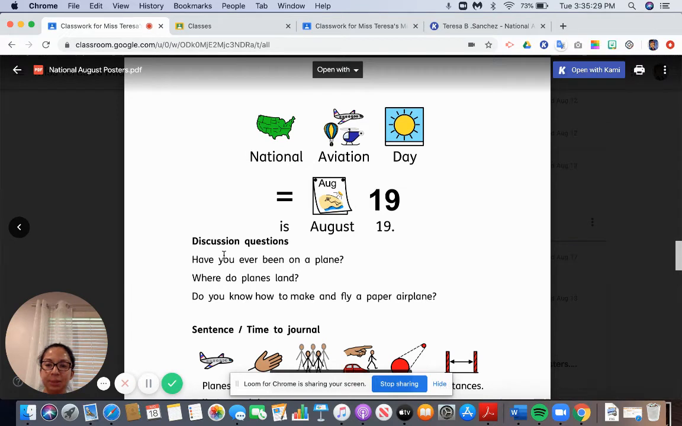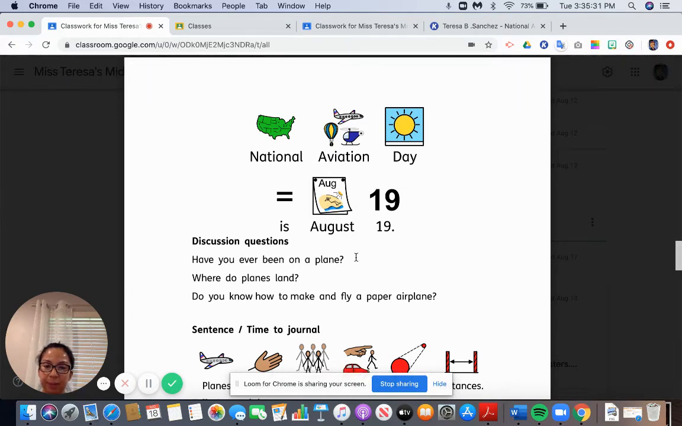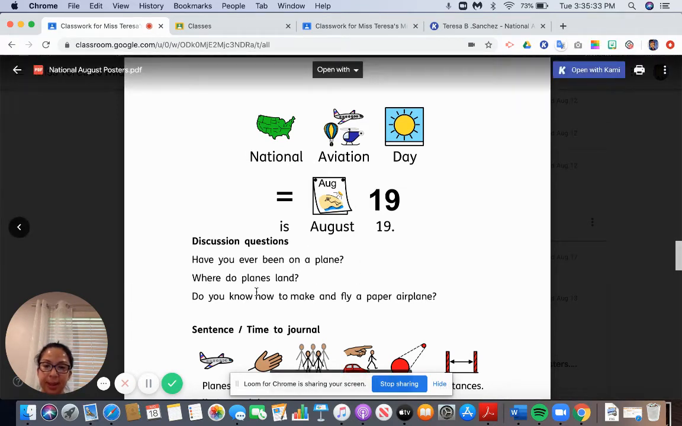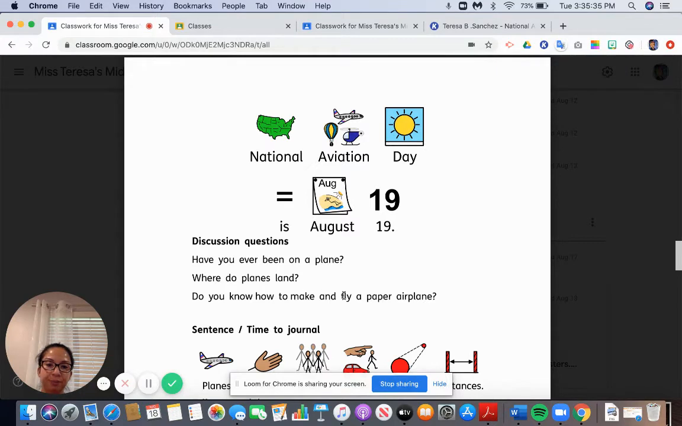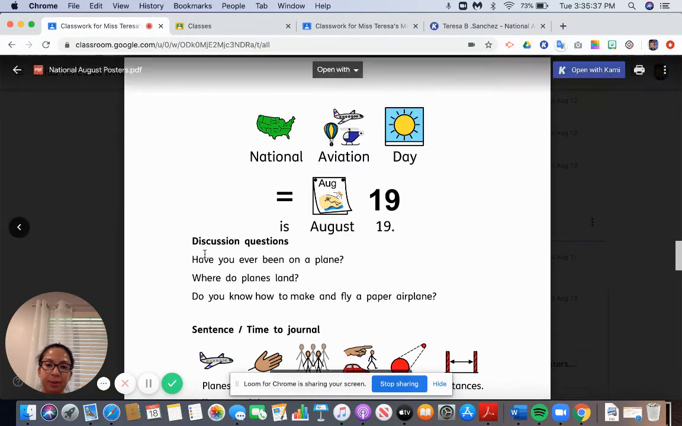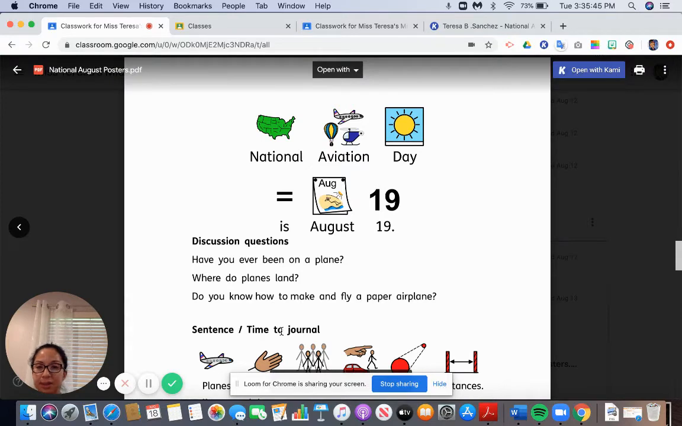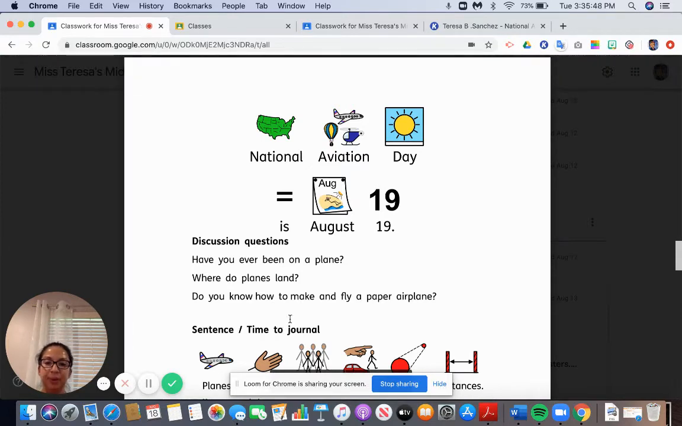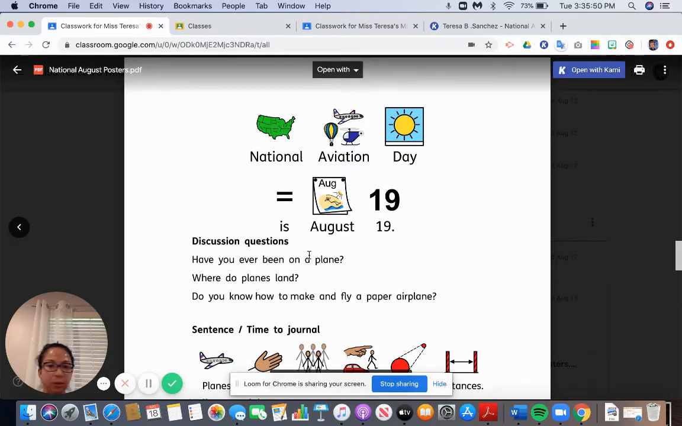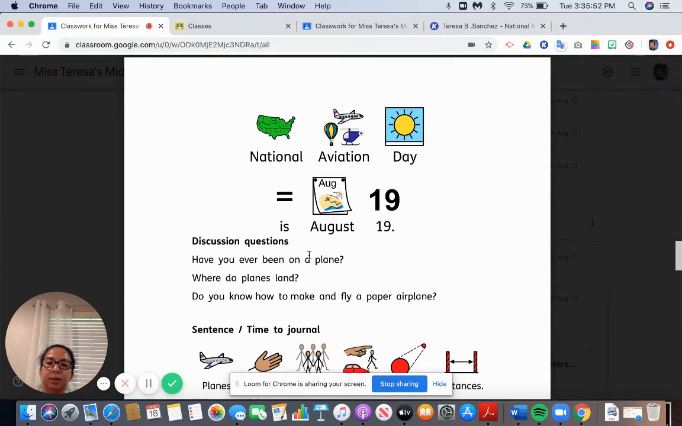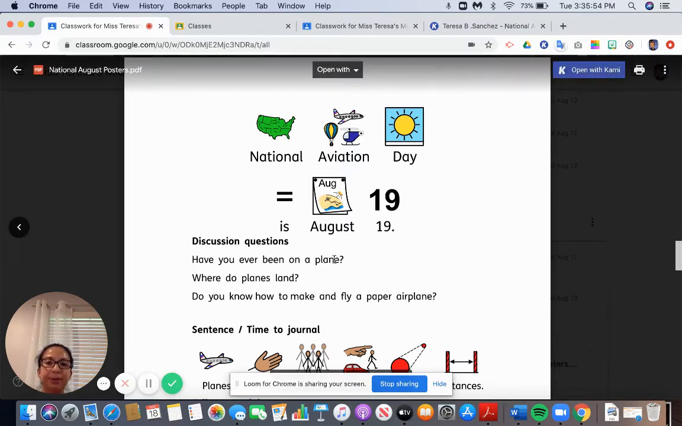Our questions we're going to talk about: have you ever been on a plane? Where do planes land? And do you know how to make and fly a paper airplane? Okay, so I'm going to answer those for you so you get an idea, and then you can answer the questions at home for yourself. Have you ever been on a plane? No or yes? Okay, I know some of you have, and some of you maybe haven't.